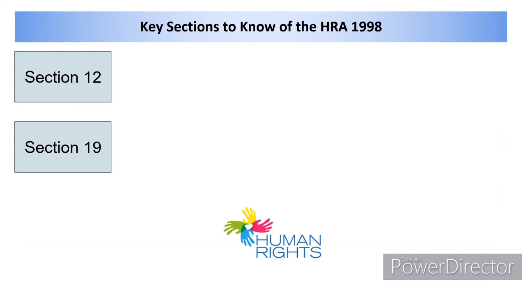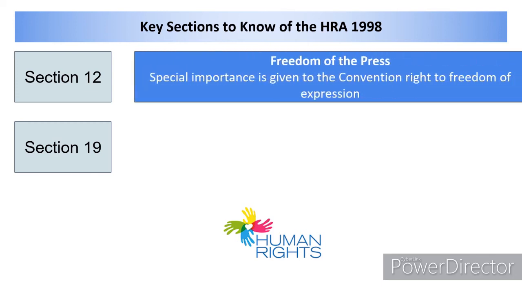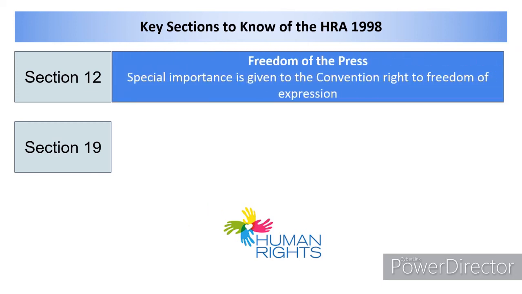Two other sections that you could know are Section 12 and Section 19. Section 12 is important for when you are doing questions about Article 10, freedom of expression, because Section 12 gives special importance to freedom of the press.